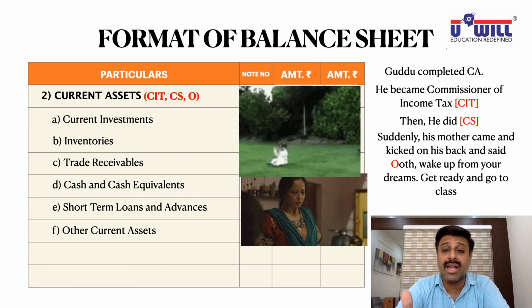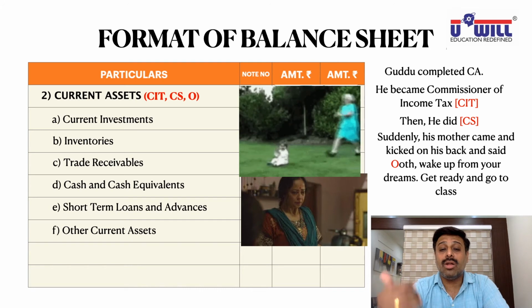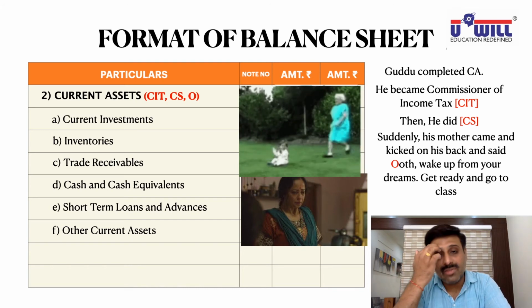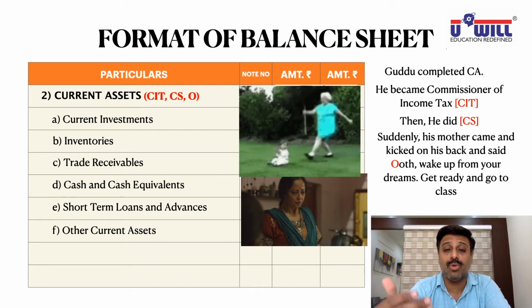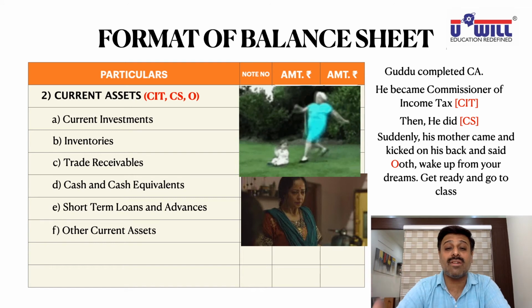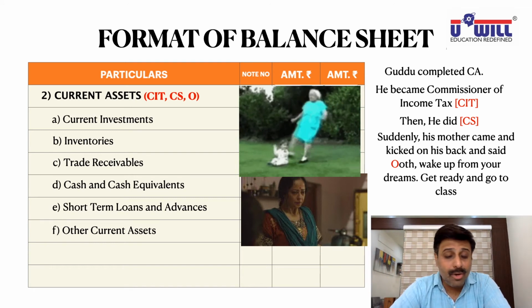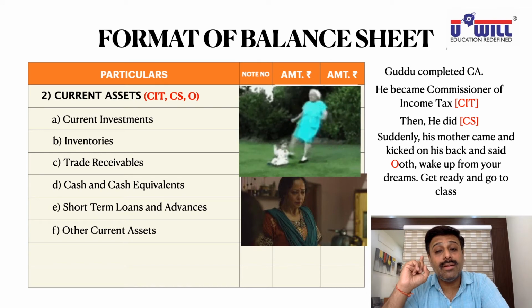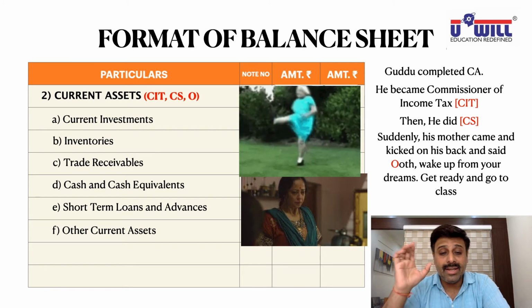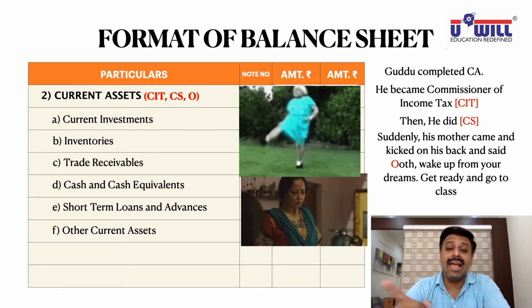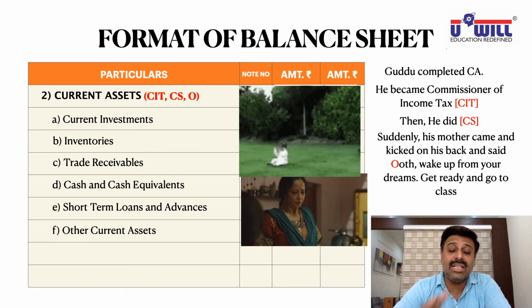You can write these examples in bracket. Raw material, work in progress, finished goods, loose tools, spare parts, cotton, oil, consumables, all these will come in inventories. Stationery stock, stamps stock, postal stamps, postage stock, advertisement stock, any stock will come in inventories. Okay. Trade receivables. What was trade payable? Creditors and bills payable. So trade receivables, write in bracket, debtors and bills receivable. Trade receivables will include debtors and bills receivables. Cash and cash equivalents will include cash in hand and cash at bank.